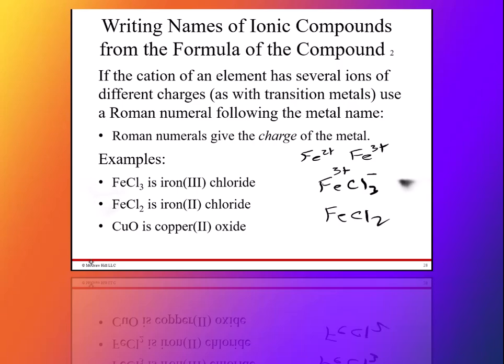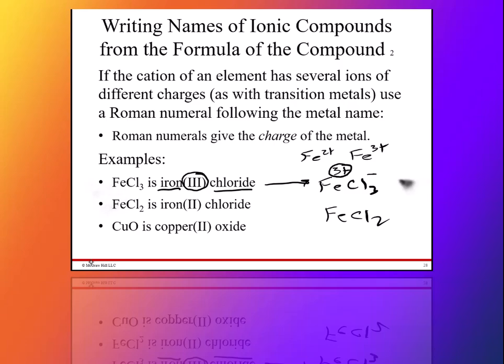So to convey to a person that I have iron 3 chloride, not iron 2 chloride, which would look like this, I have to put a Roman numeral in parentheses between the metal name and the non-metal name. All right? So that's why this is called iron 3 chloride. The Roman numeral represents the charge on the ion. It does not represent the number of ions you have. That's what I see students make a mistake on. The Roman numeral represents the charge on the metal ion, not how many you have.